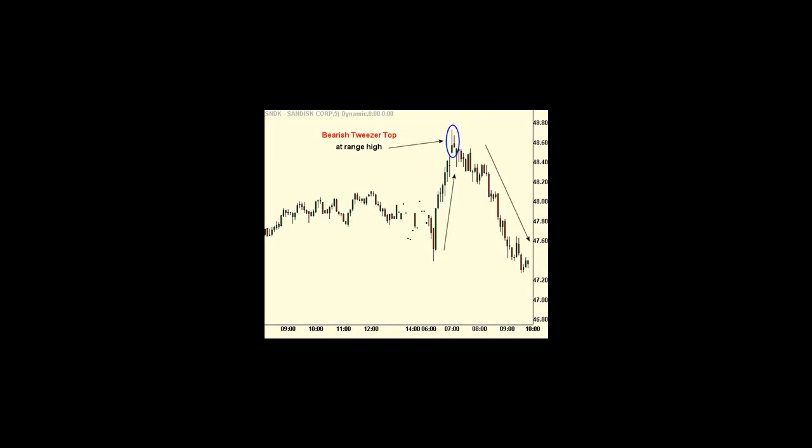Here's a practical example of a bearish tweezer reversal showing itself after a sharp rise to a range high on a 5-minute intraday chart. See how the long tails denoted the downside reversal?